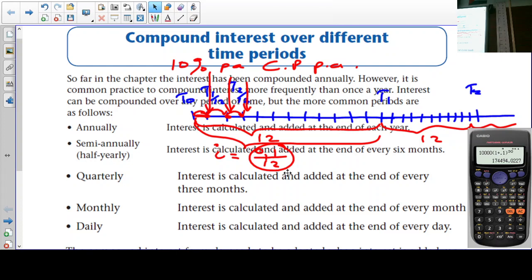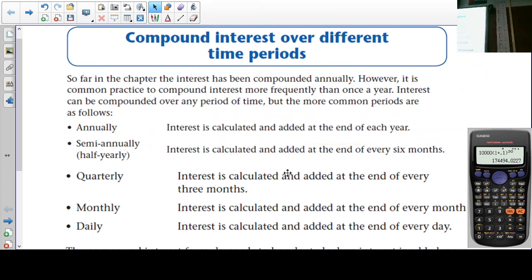Make sense, people? Yes. Right. So let's see what they tell us. Okay. We'll do now more of those calculations.